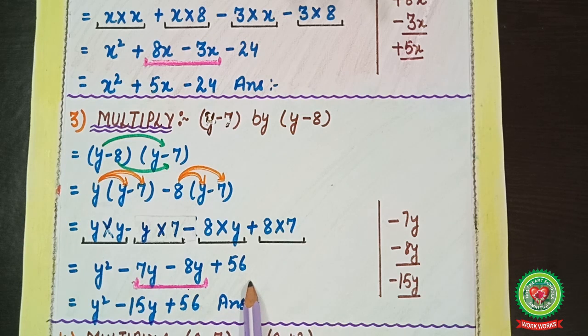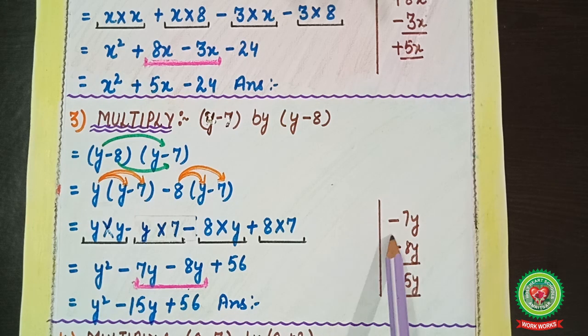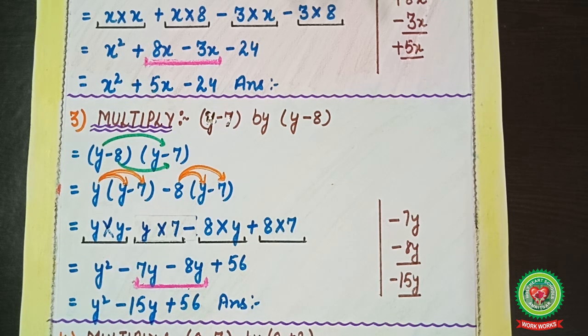So now here again, these are like terms, the middle terms are like terms. So you can have a partition line here and solve them here. Minus 7y minus 8y, that is minus, minus sign of minus, add the numbers, that is minus 15y. So here you will write y squared minus 15y plus 56. This is the answer for this question, right? So now move to the last example.